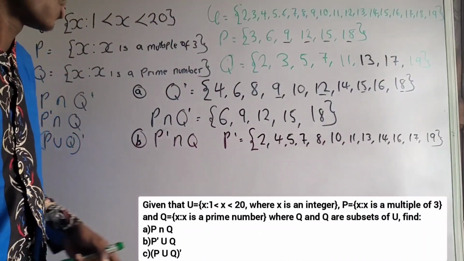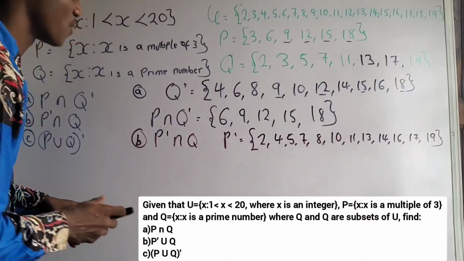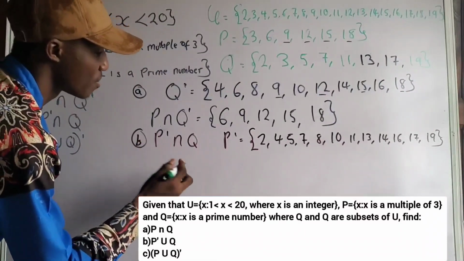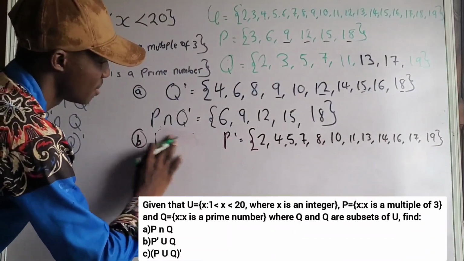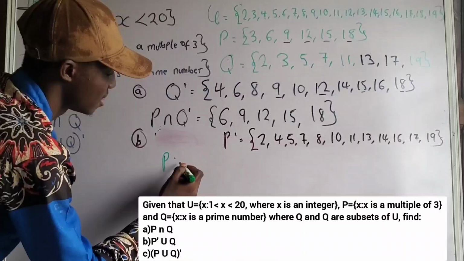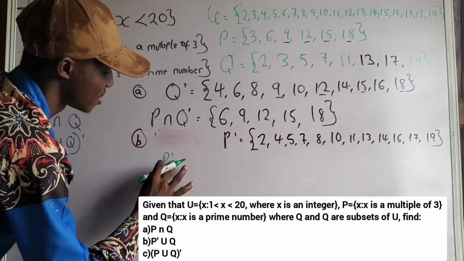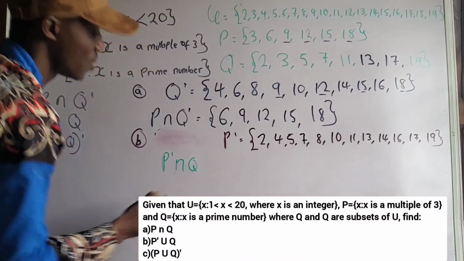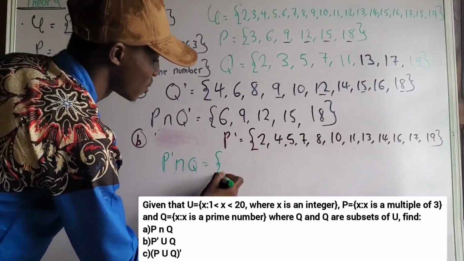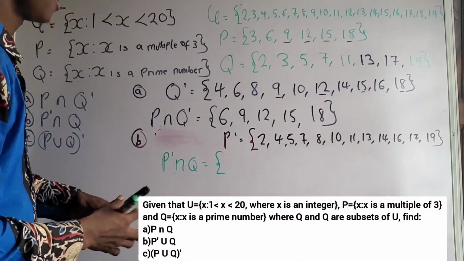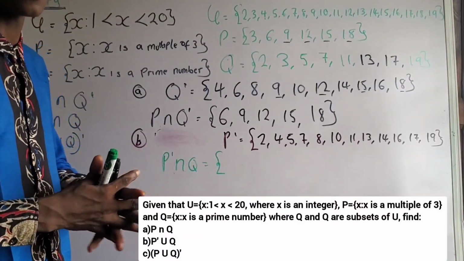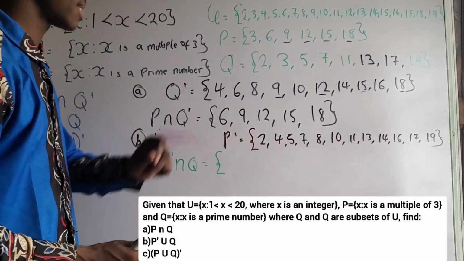Are you getting it? So having gotten P complement, we can now proceed to find P complement intersection Q. Okay, P complement, let me just put it here. P complement intersection Q. Oh, sorry, P complement intersection Q. Okay, so we're going to have this P complement. Are you getting it? Please pay attention. It's simple. Okay, this is P complement.